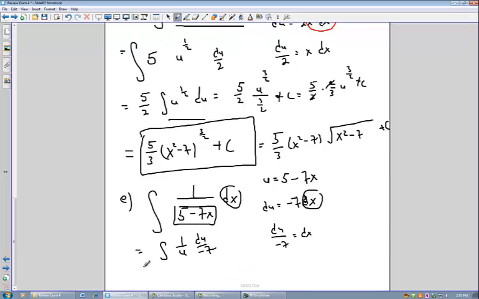And so this is equal to negative 1/7 the integral of 1 over u du. And the integral of 1 over u du is one of my types. This is negative 1/7 ln absolute value of u, all plus c. And that's my answer.